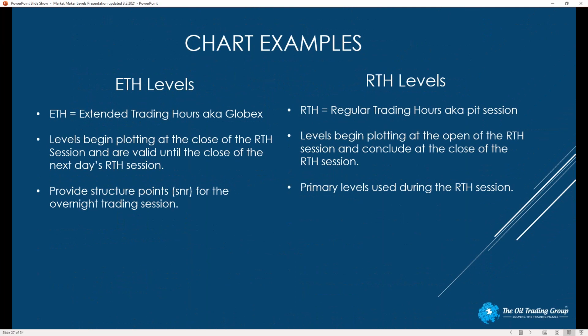So in just a minute here, I'm going to go through some chart examples with you, and I'm going to show you a couple of trades that we took in the live day trading chat room. The levels I'm going to show you today are broken down into what we call ETH, or extended trading hours, that's the overnight session, and into the RTH, or regular trading hours session.